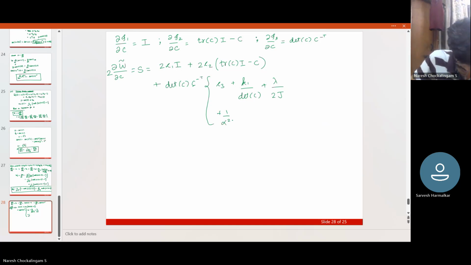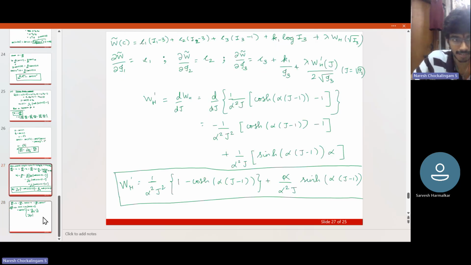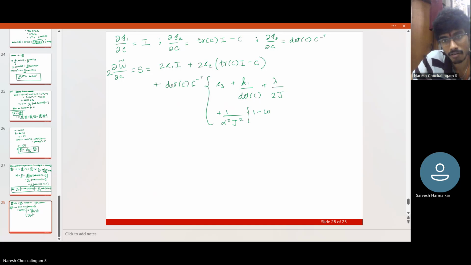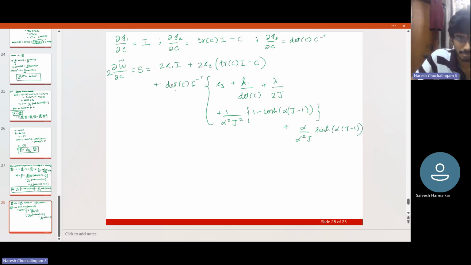alpha square J square multiplying one by alpha square J square 1 minus cos hyperbolic alpha J minus 1 plus alpha by alpha square J sin hyperbolic of alpha J minus 1. So we can simplify this further.